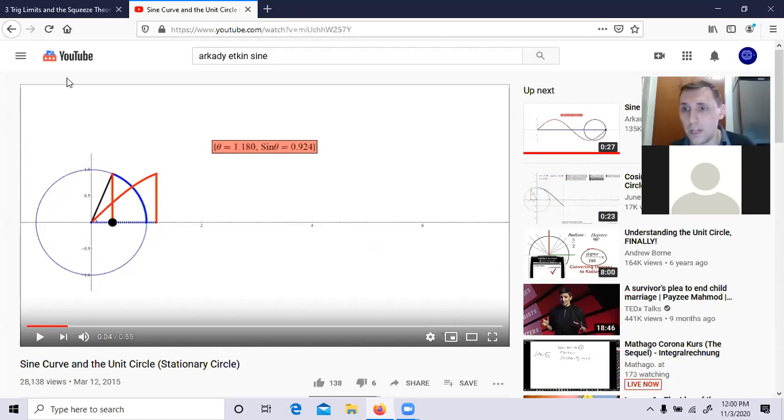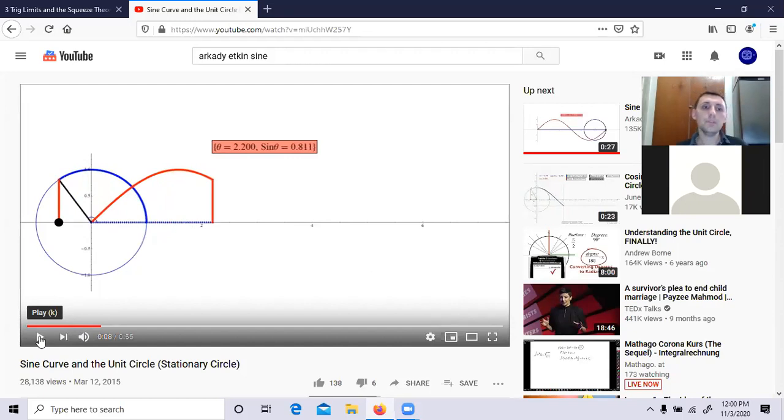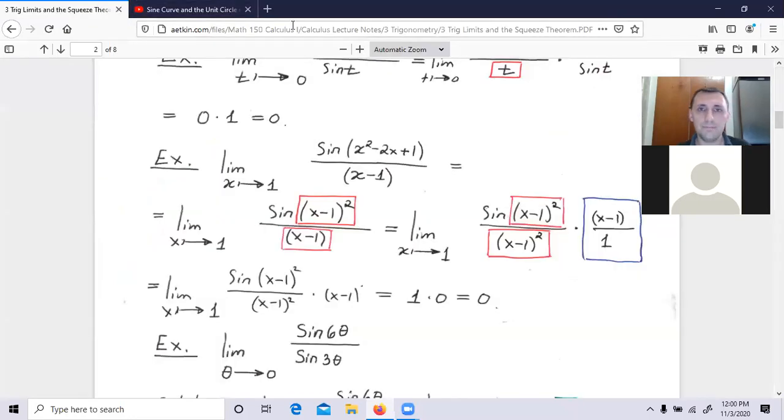That's why sine of h over h is equal to 1 in the limit, because if the angle is small, the blue arc and the red line are very similar. But as I make the angle larger, you see the difference becomes more and more significant. Good? It becomes more and more significant. You see now the angle is 2.201, but this length here is about 81% of the radius. Good?